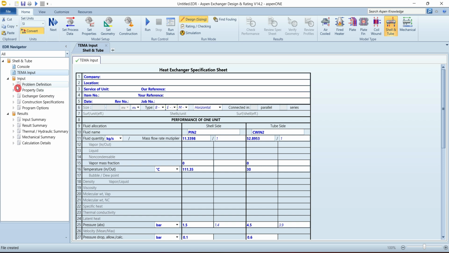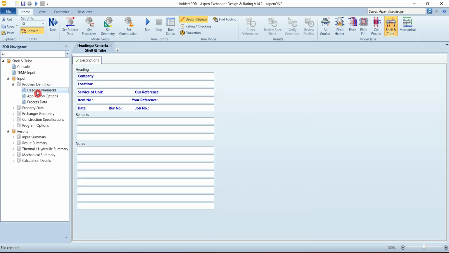You can also scroll down to a couple of other options. In the input tabs, you can define the company name, because these can be printed on the TEMA specification sheets. Location, or the service unit, or the job, or multiple other options. Even for that specification sheet, there can be a revision number or the job numbers. They will be printed on the specification or the data sheets.